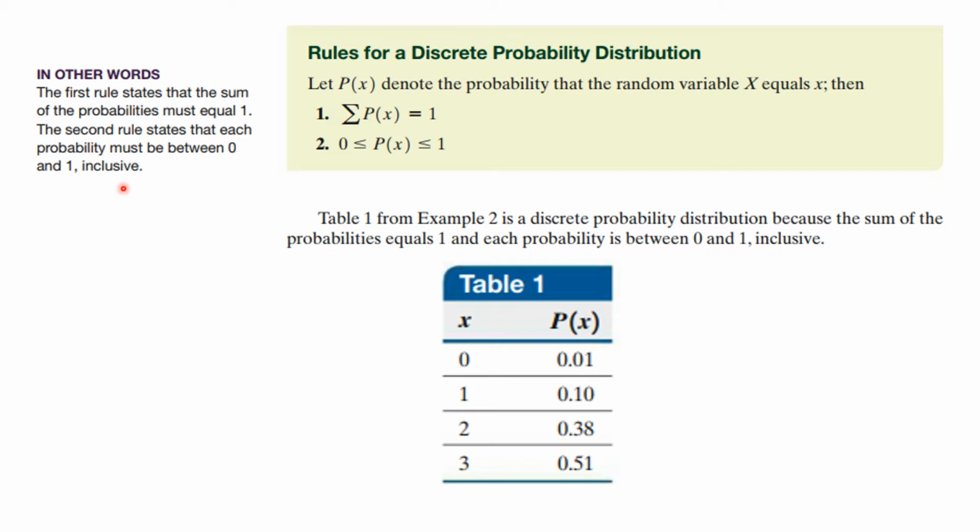And so if we look at this from the first earlier example about the person shooting free throws, you can see that all these probabilities are greater than or equal to 0 and less than or equal to 1, and they add up to 1. If you were to add them up, you could use Excel to test if it adds up to 1.